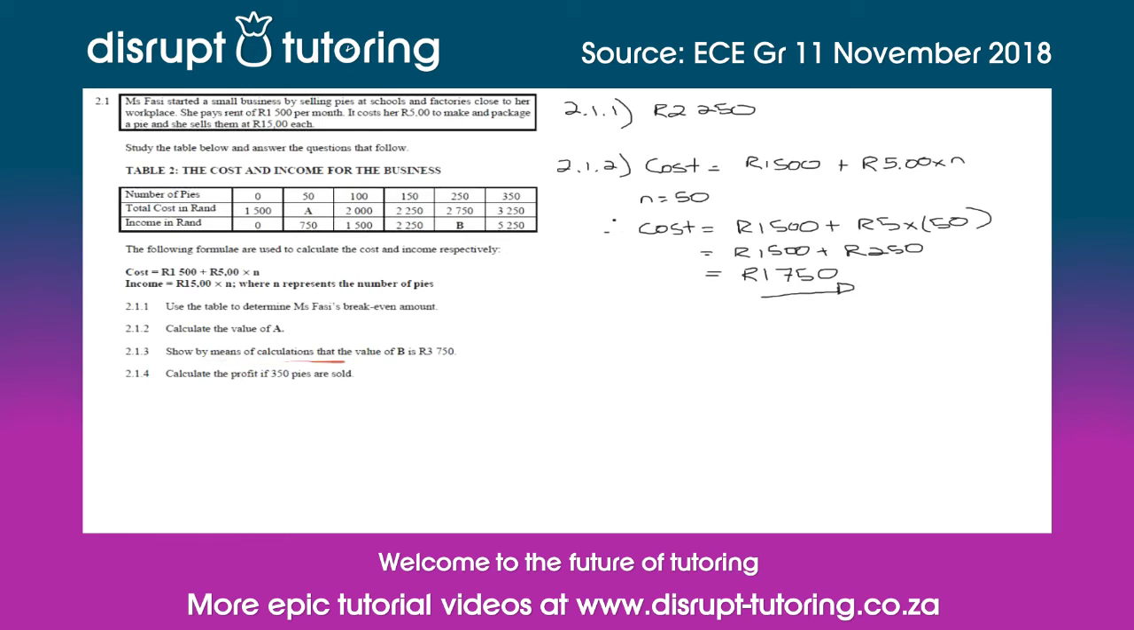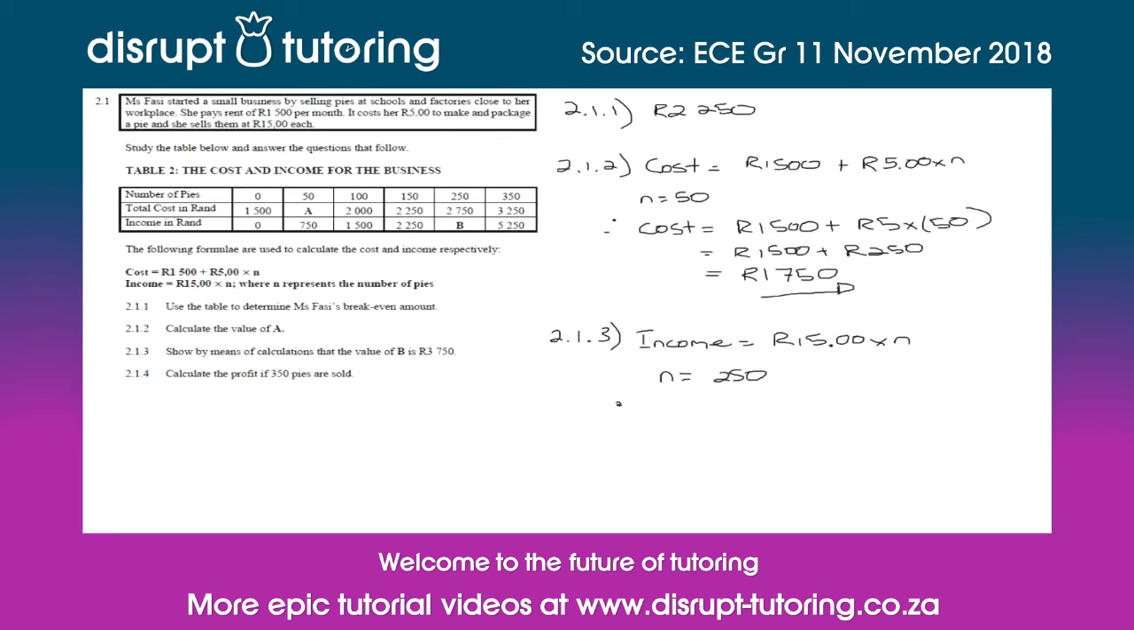Show by means of calculation that the value of B is 3,750. B is your income in rands, and B is when your number of pies is 250. They have given us the formula for income, which is 15 times N. So for 2.1.3, income is equal to 15 Rand multiplied by N. We know that N in this case is 250. Again, let me just remind you, we get that from here because it's the number of pies for the column that B is in.